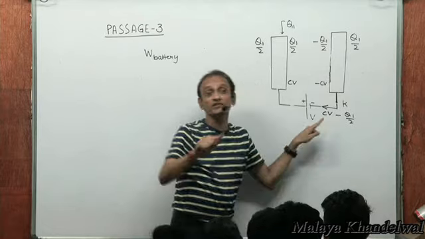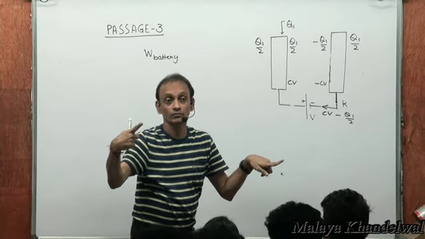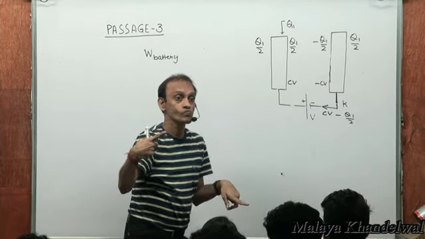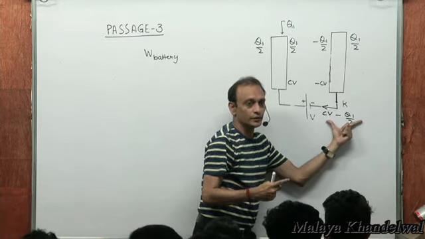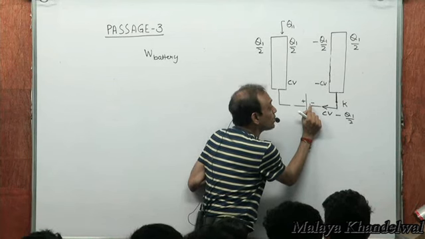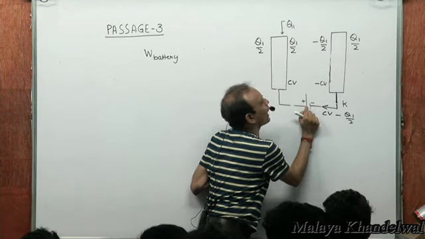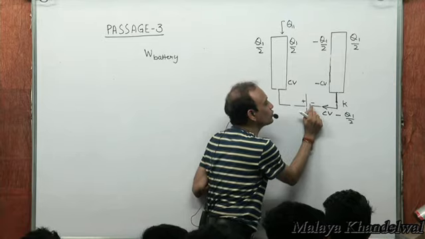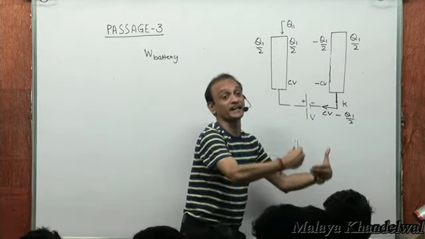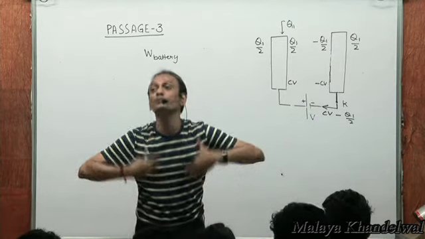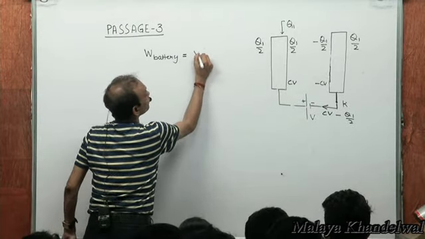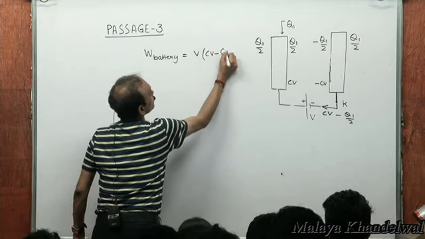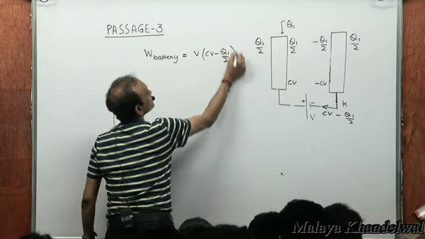Is it positive work or negative work done? Assuming this is positive, then that charge, positive charge, is flowing from lower to higher potential. If it's flowing from lower to higher potential, that means charge is getting energized. That means work done by the battery is positive, right? So work done by the battery is going to be V into CV minus Q1 by 2.